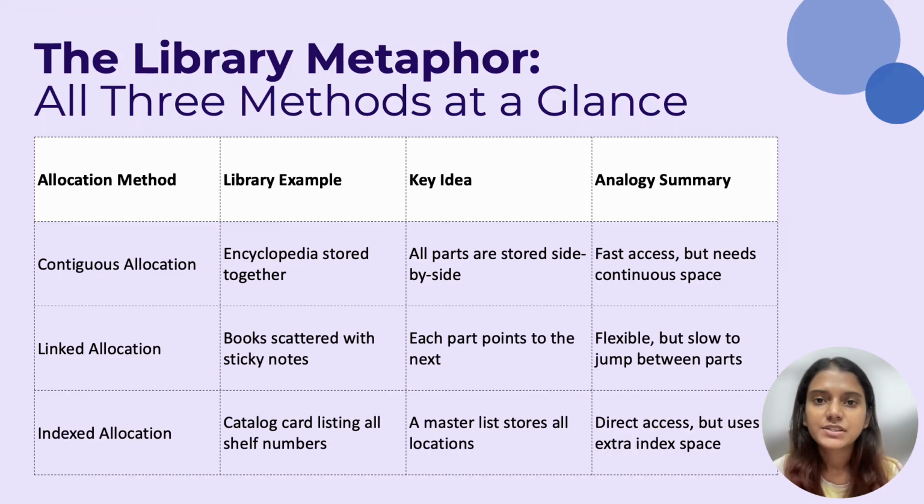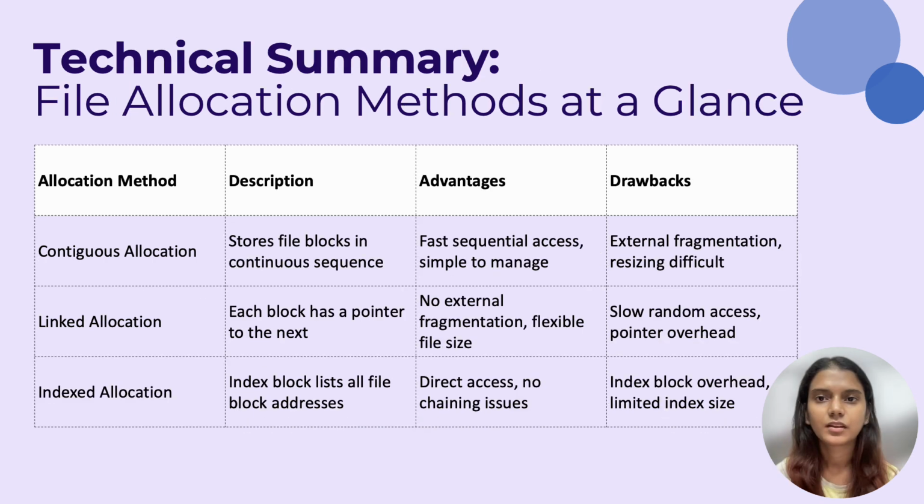Now, this slide brings our entire library metaphor together. The encyclopedia stored side by side represents contiguous allocation, the scattered books with sticky notes represent linked allocation, and the catalog card listing all shelf numbers represents indexed allocation. This simple library story makes it easier to visualize how an operating system handles files internally.